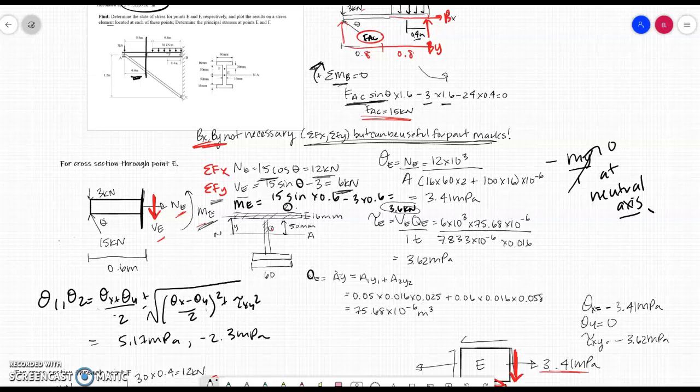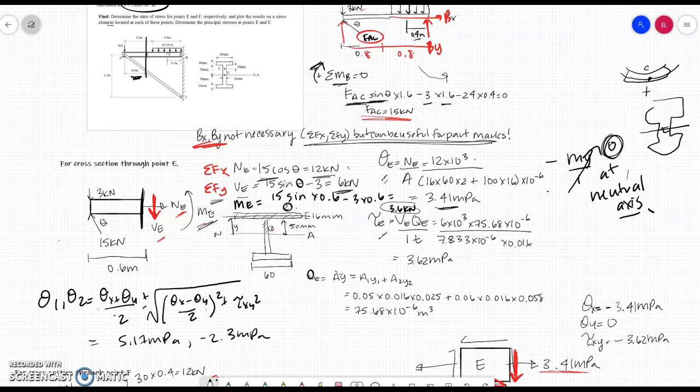Then we need to be doing our normal stress and our shear stress. Our normal stress is composed of the normal force over the area on which it acts, so 12 over the area. Then we normally want to include that bending moment, but remember E is exactly on the neutral axis. And remember, we know that across a neutral axis it goes from tension to compression, but on the neutral axis there's no bending stress, so this is just equal to 0. Of course, y is the distance from the neutral axis, and it's just 0. We're on the neutral axis. So this ends up being 3.41 megapascals.